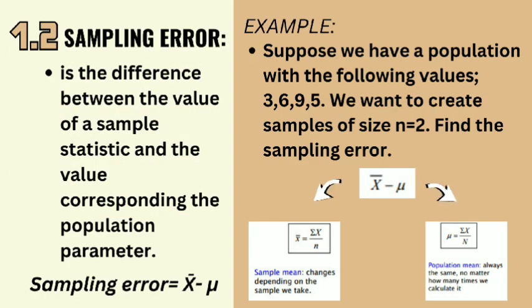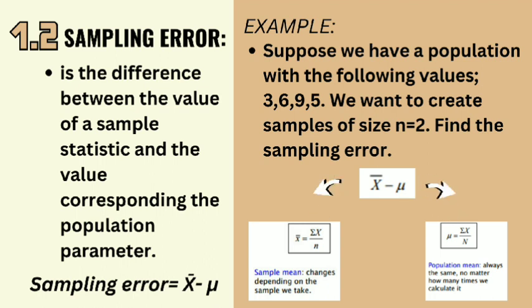So, the next lesson is the sampling error. So, what is a sampling error? So, sampling error is the difference between the value of a sample statistic and the value of the corresponding population parameter. So, the formula of getting the sampling error is equals to x bar minus mu.